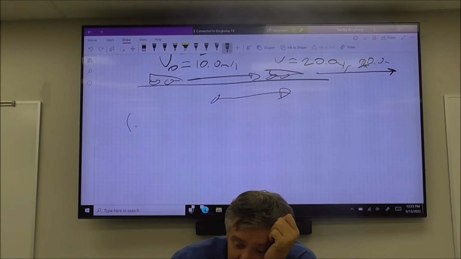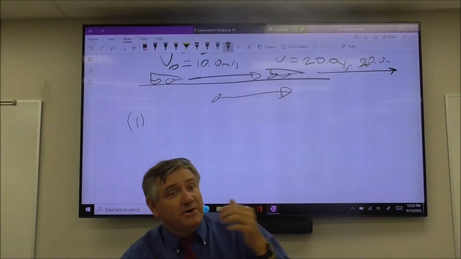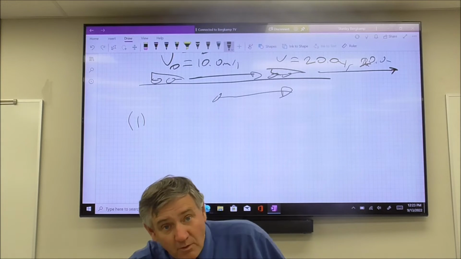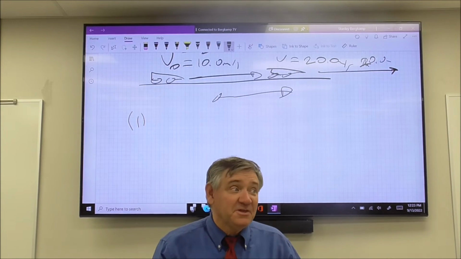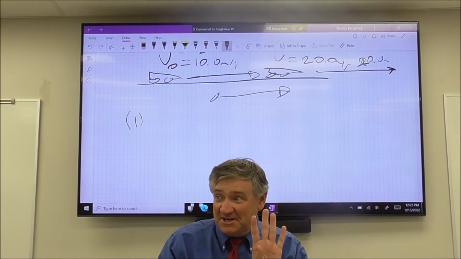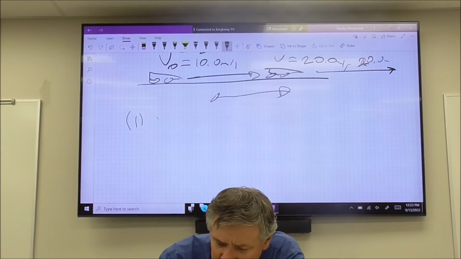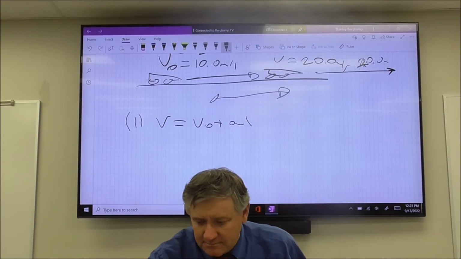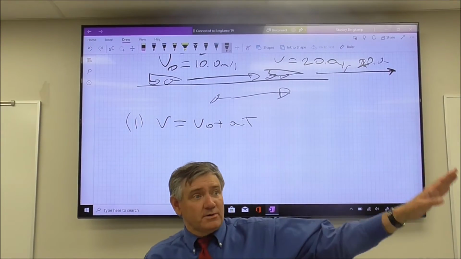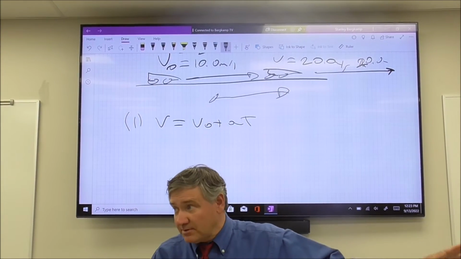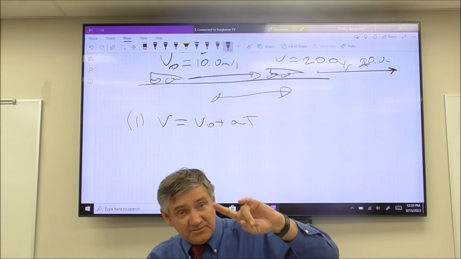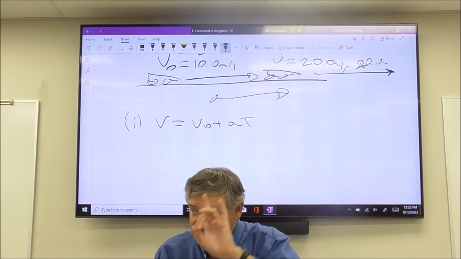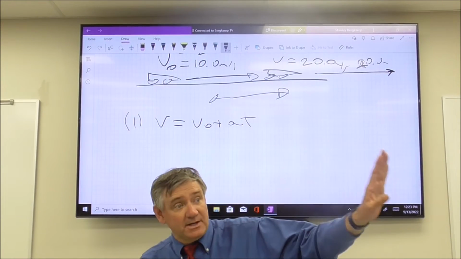The first thing I do is I write down, what equation am I going to start with? That's the first thing I'm going to decide. You only have 4 potential equations, that's it. So in this case, I'm going to choose V equals V naught plus AT. I don't want to write down distance because that's not part of the story. I know my initial velocity, my final velocity, my time. I don't know my acceleration. So that's the first thing I'm going to do. I'm going to write down that equation.